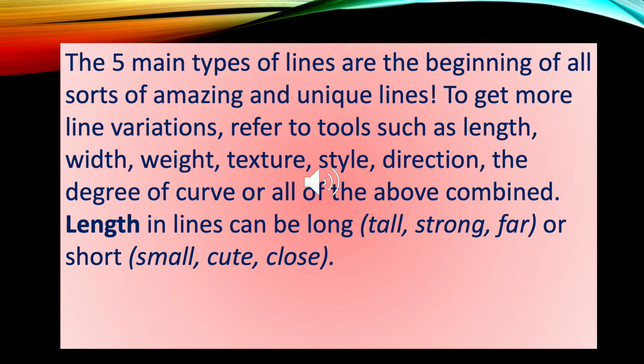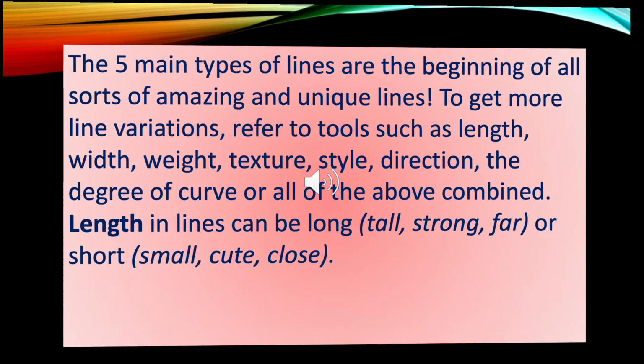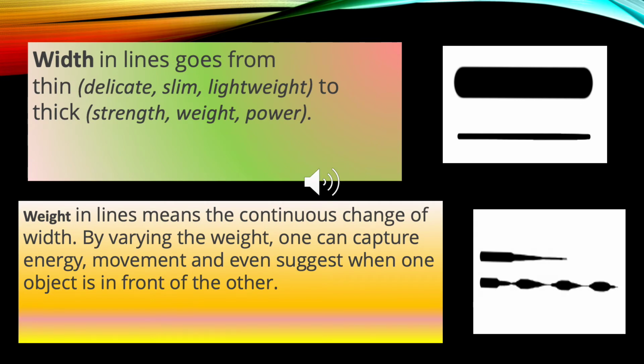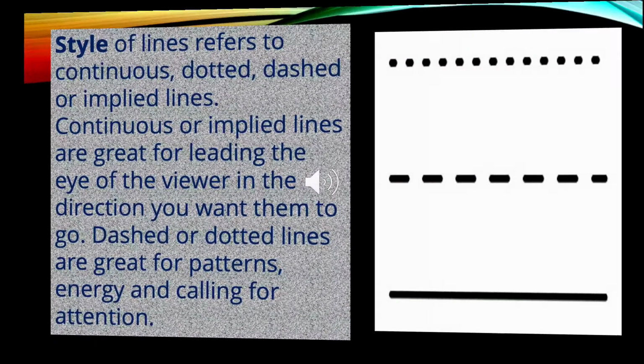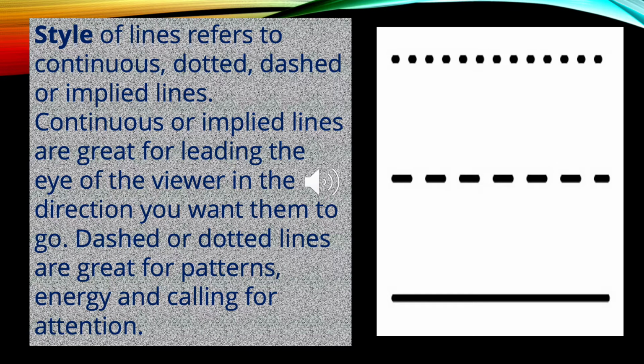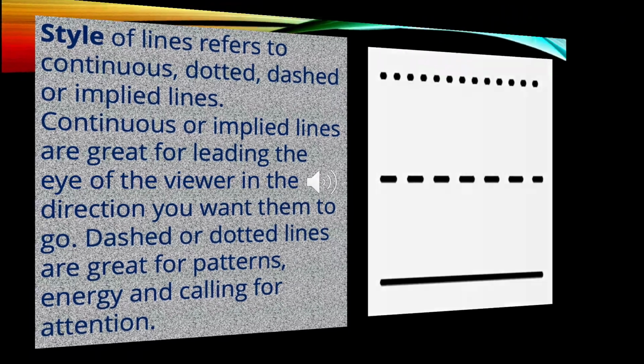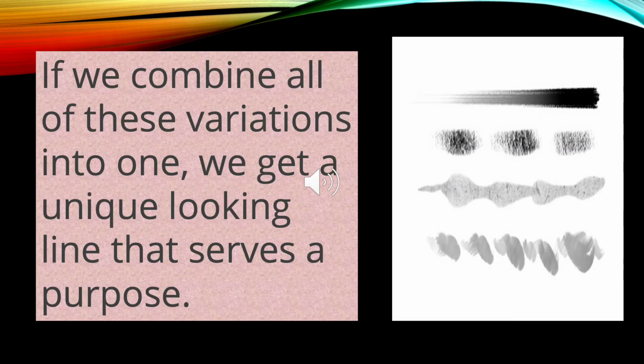Length in lines can be long or short. Width in a line goes from thin to thick. Weight in a line means the continuous change of the width. Texture in a line defines how smooth or rough it is. Style of lines refers to continuous, dotted, dashed, or implied lines. If we combine all these variations into one, we get a unique looking line that serves a purpose.